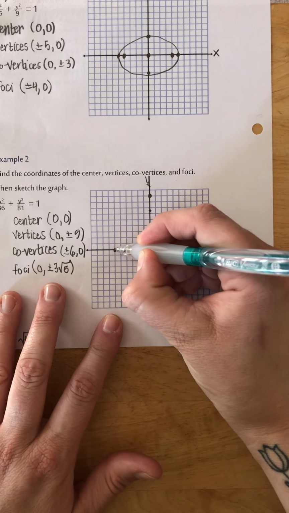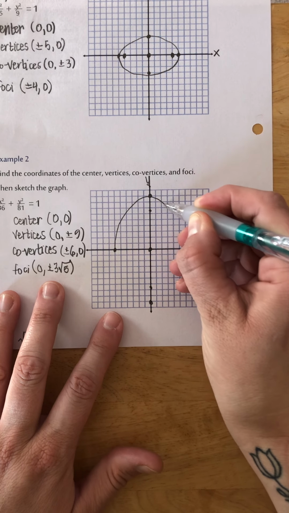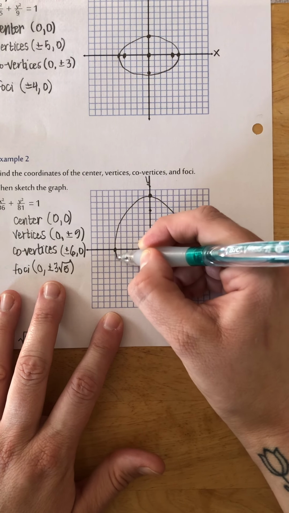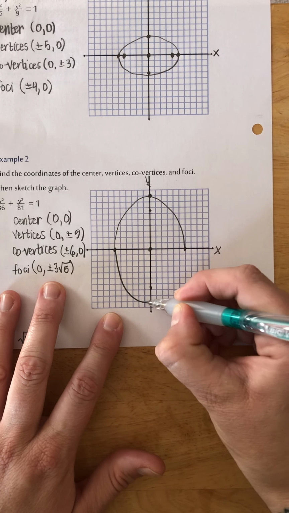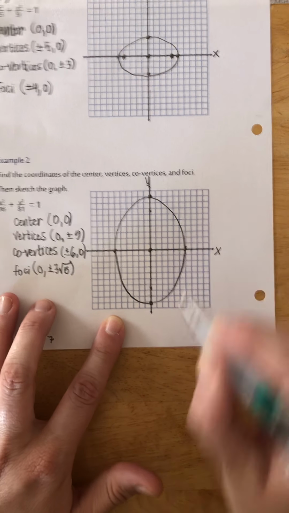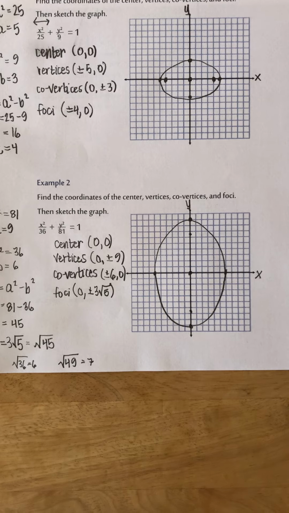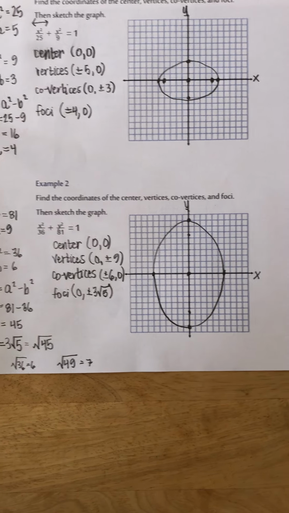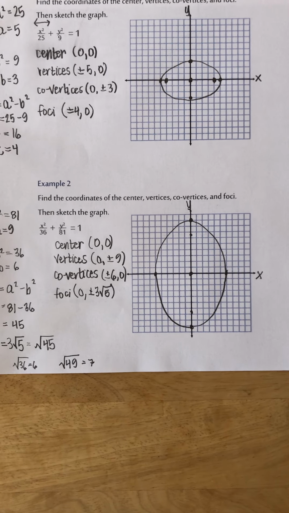And now we're just going to connect the co-vertices and the vertices together. And again, like I told you with the circles, I'm not expecting perfection, as long as your coordinates are in the right place. If it's not the most perfect ellipse, that is no big deal. All right, so far so good.